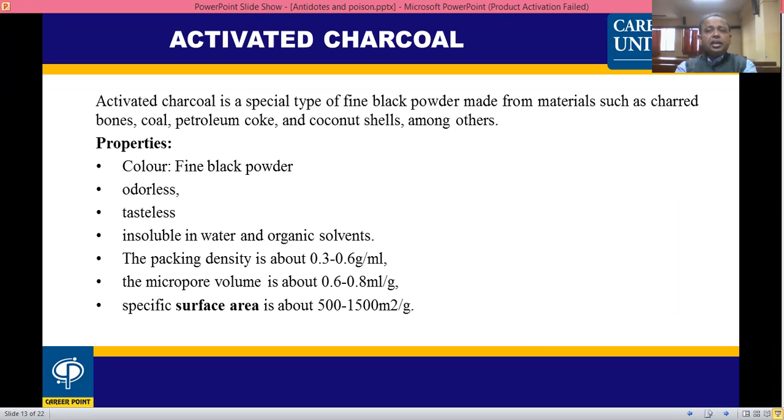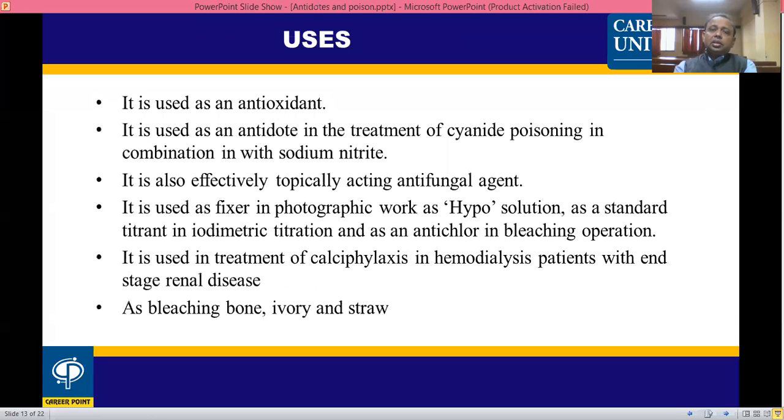Next drug is these drugs of sodium thiosulfate.